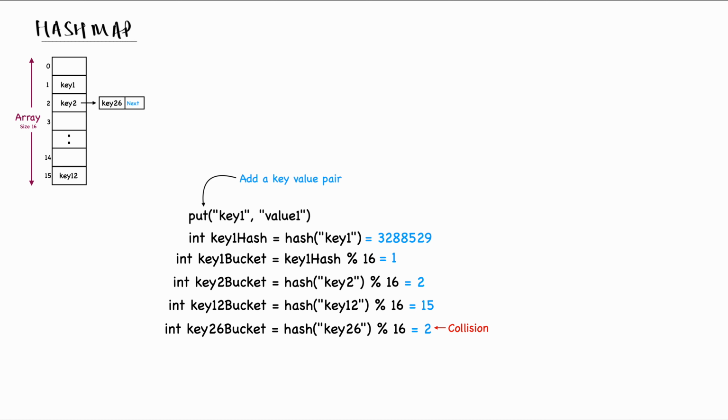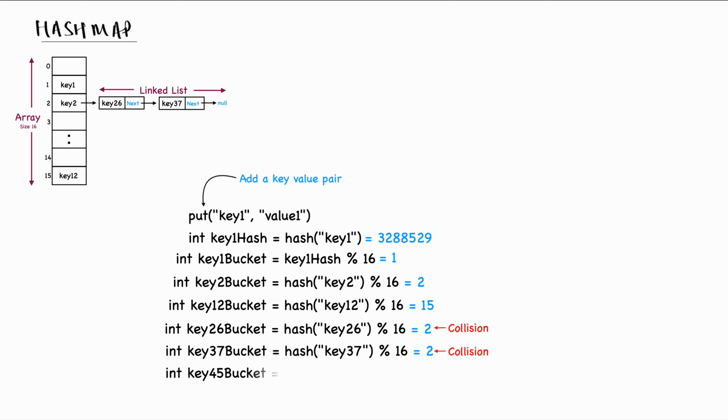Similarly, if we want to add key 37, it also hashes to index 2, or bucket 2, so there will be a pointer from key 26 to key 37. If there is nothing after key 37, it points to null. Key 45 also gives a collision by hashing to bucket 15, so it also becomes a linked list, and previous key 12's next pointer points to key 45.